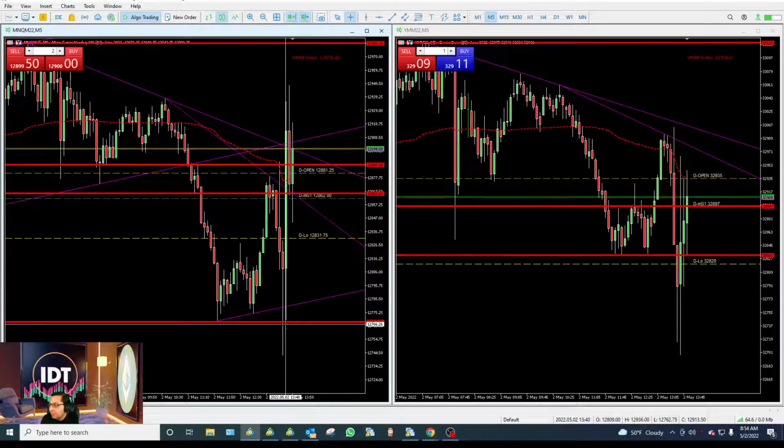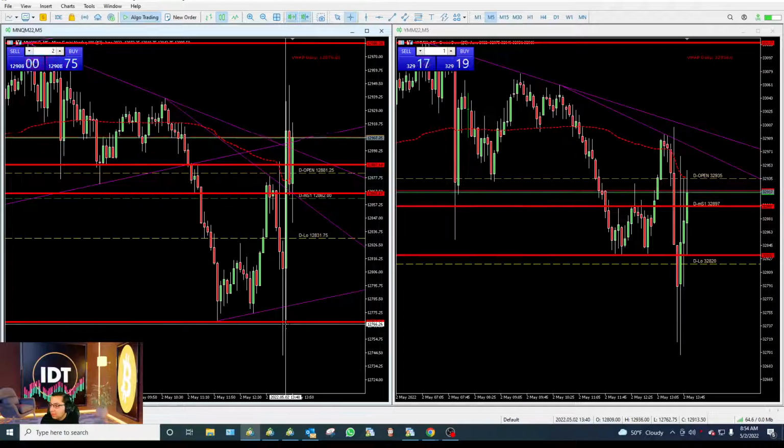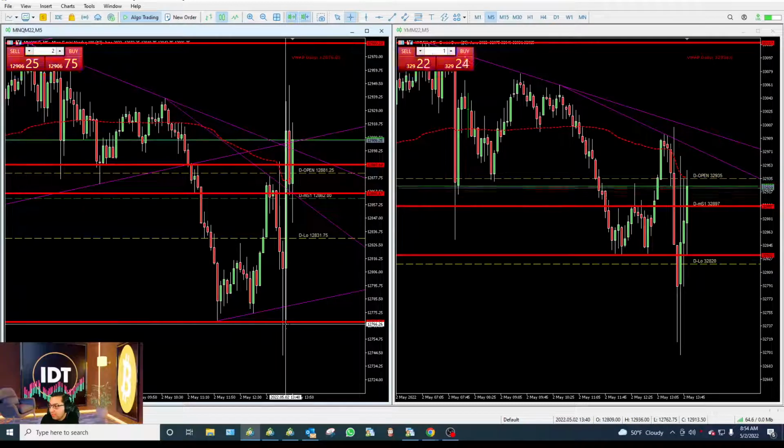Took two trades. I'm not sure if you were on here. So far, we're looking to see if anything else sets up. Usually I'm one and done. Today it's two and done. Took both of them.